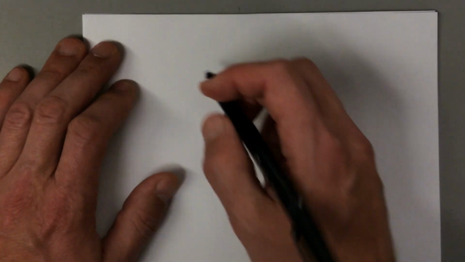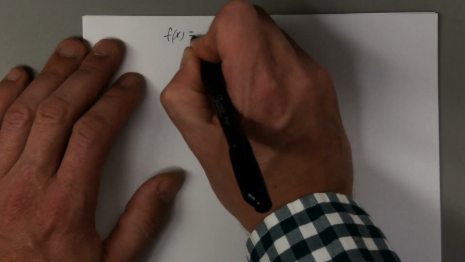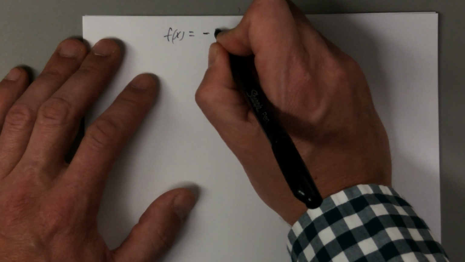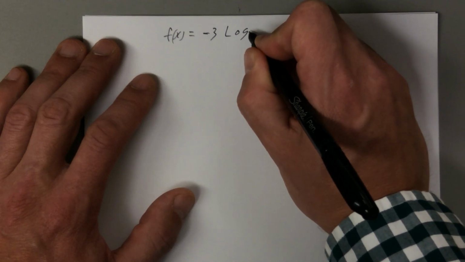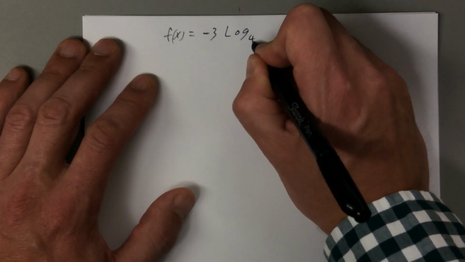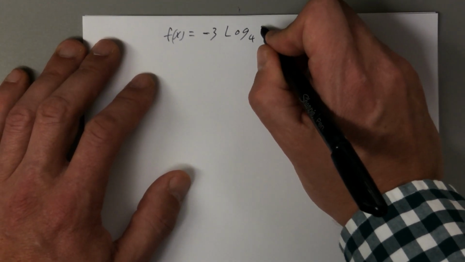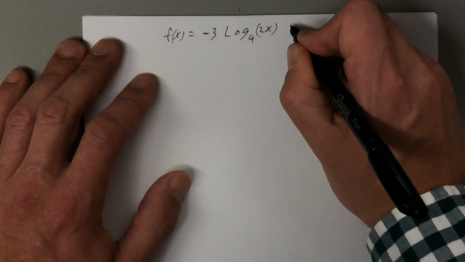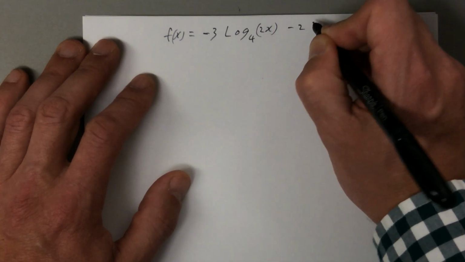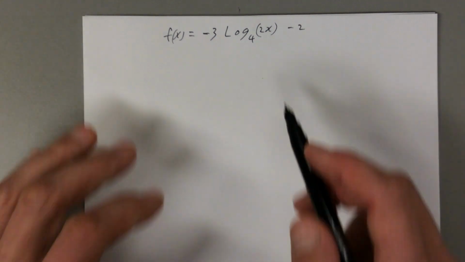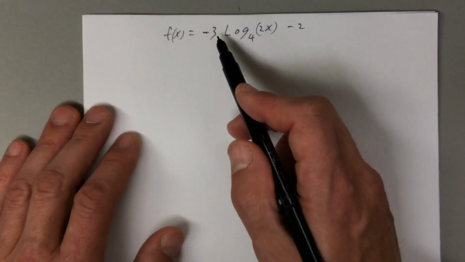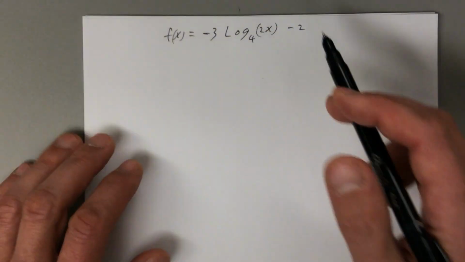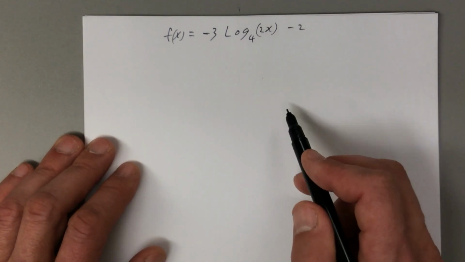Let's look at another one. How about we want to graph f of x equals negative 3 log base, let's do log base 4 of 2x minus 2. Okay, so this should be horizontally stretched by a factor of 1/2, which means it's going to get narrow. Okay, vertically stretched by 3, and vertically flipped. Okay, and then it's going to be shifted down 2.